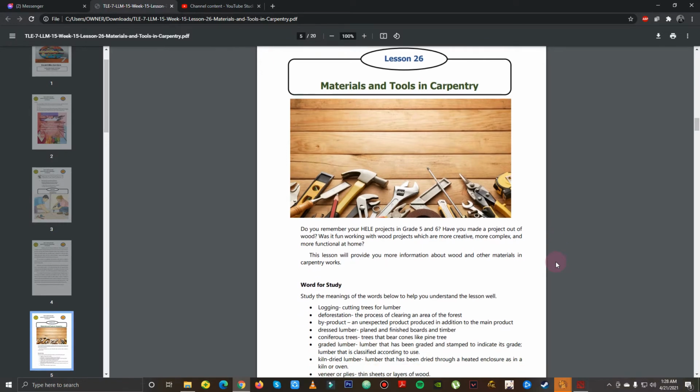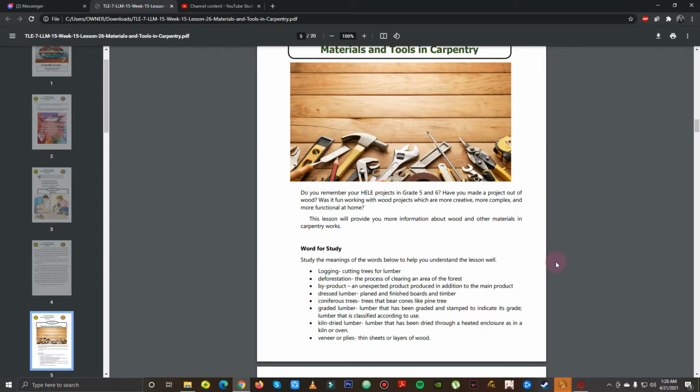Okay, so words for study. These are the words that are a little bit complicated and will help you understand the whole content of this discussion. Okay, first is logging.